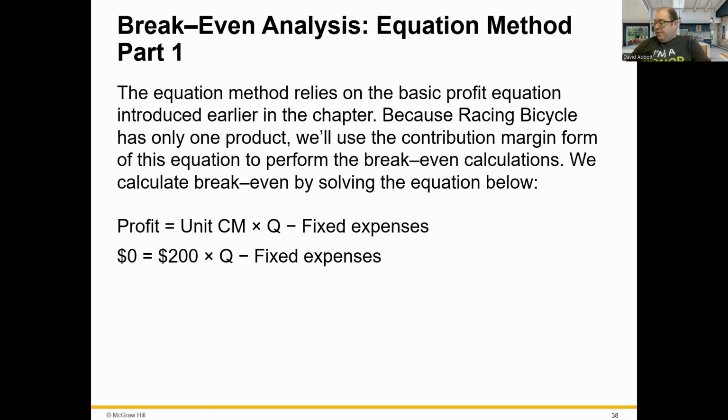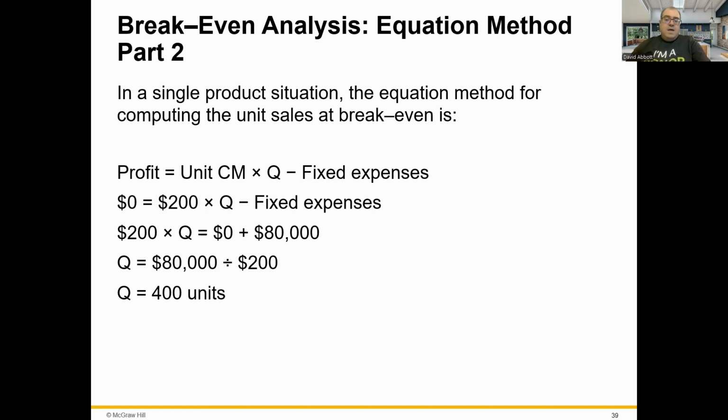So we see that. Now suppose they want to know how many bikes must be sold to break even, which would be to earn a target profit of 0. The equation shown on this slide can be used to get that answer. So the profit, which would be 0 because they're just trying to break even, equals our unit contribution margin times our quantity minus our fixed expenses. And you can calculate that out.